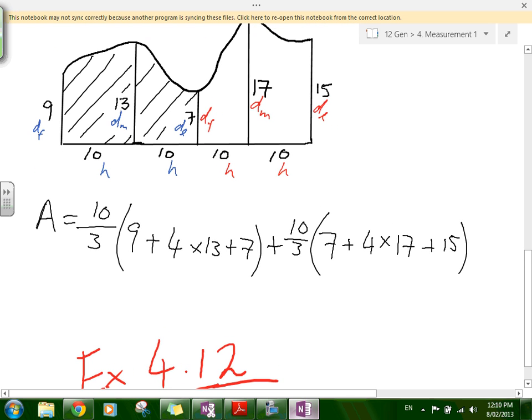Now we just have to do the work. With the numbers, 9 plus 52 plus 7 is 68, plus 7 plus 68 is 75, plus 15 is 90. So it's 10 over 3 times 90, equals 1580 over 3. What is 1580 divided by 3?